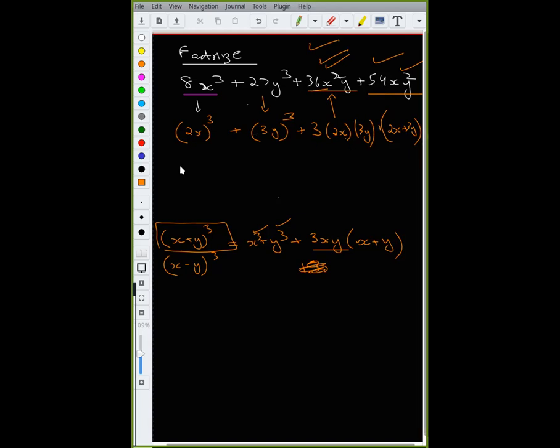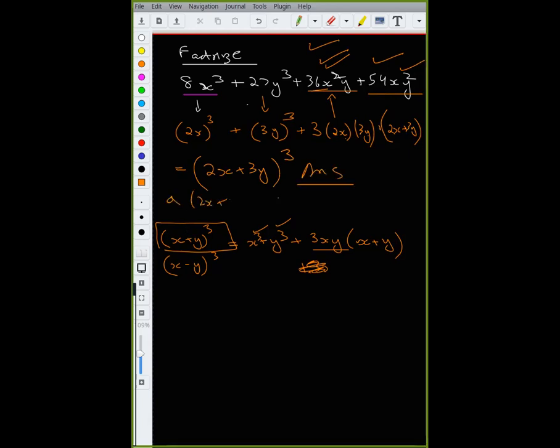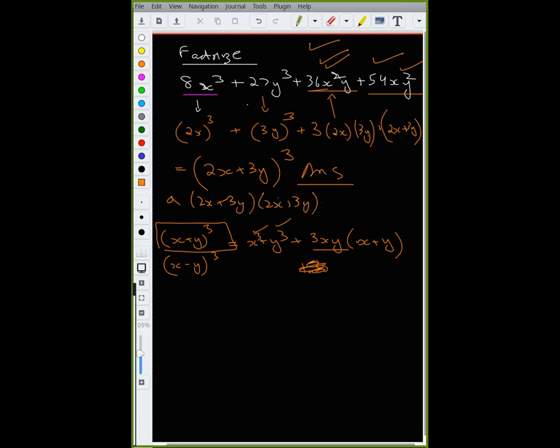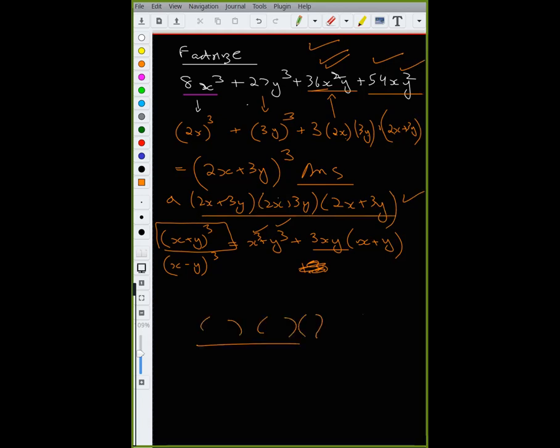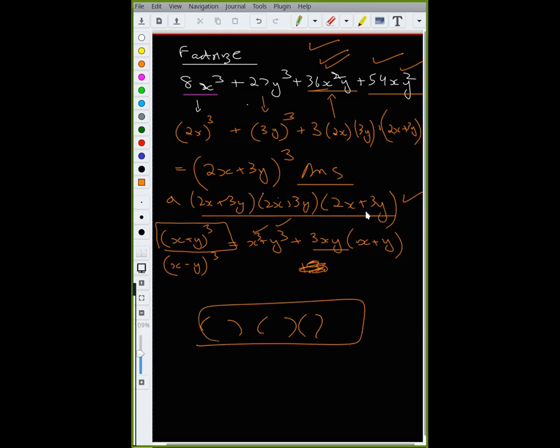Right? So this is ultimately equal to (2x plus 3y), the whole thing cubed. Or (2x plus 3y) into (2x plus 3y) into (2x plus 3y). Ideally, you should give your answer in this format because remember I told you in factorization, there are no plus, minus or cubes. We need the final answer in brackets like this only. So ultimately your answer should be in this format, ideally.